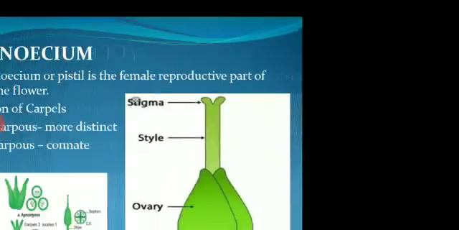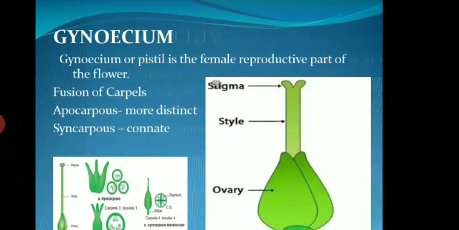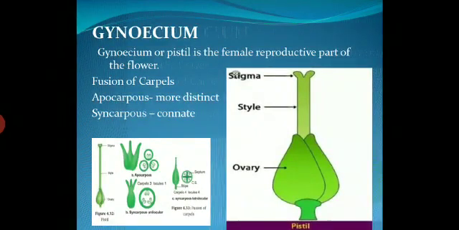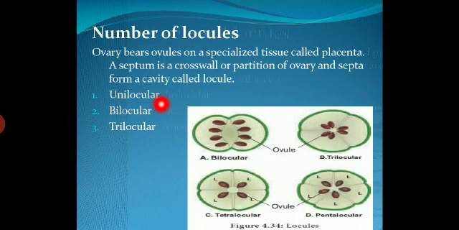Next one, the number of carpels: unicarpellary, bicarpellary, tricarpellary and tetracarpellary. Last one, multicarpellary. Uni means one, monocarpellary, a single carpel present in the Fabaceae.